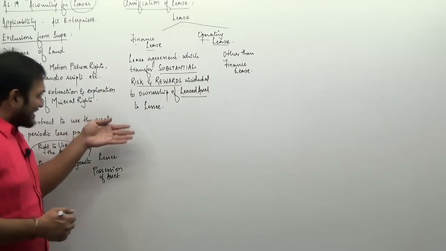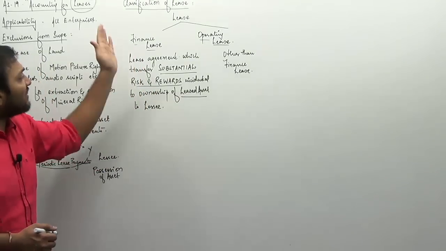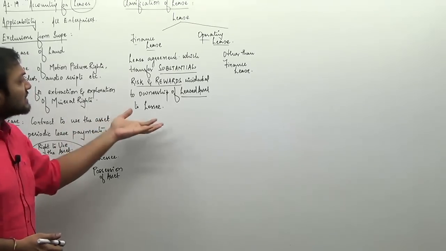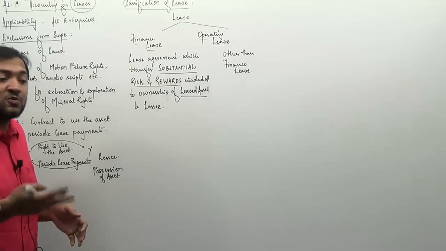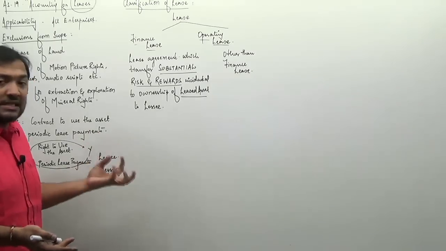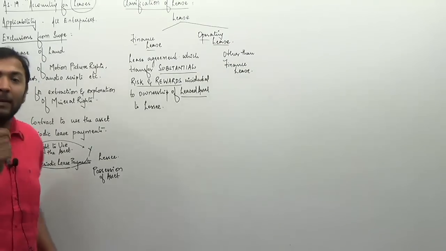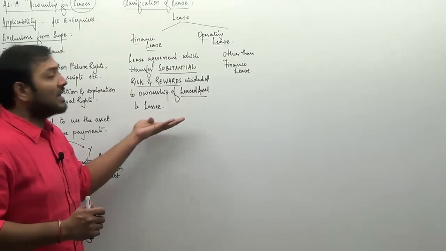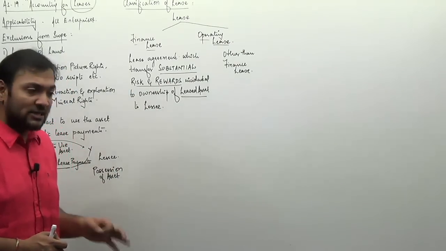Now, when looking at this definition, it would be difficult, if I give you a lease agreement, to identify if it is a finance lease or an operating lease. Because this is just saying that substantial risk and rewards incidental to the ownership of the leased asset is transferred to the lessee. But when do I say that the substantial risk and rewards are transferred to the lessee? There should be particular situations on satisfaction of which I can say that it is satisfying the condition of substantial risk and rewards being transferred.